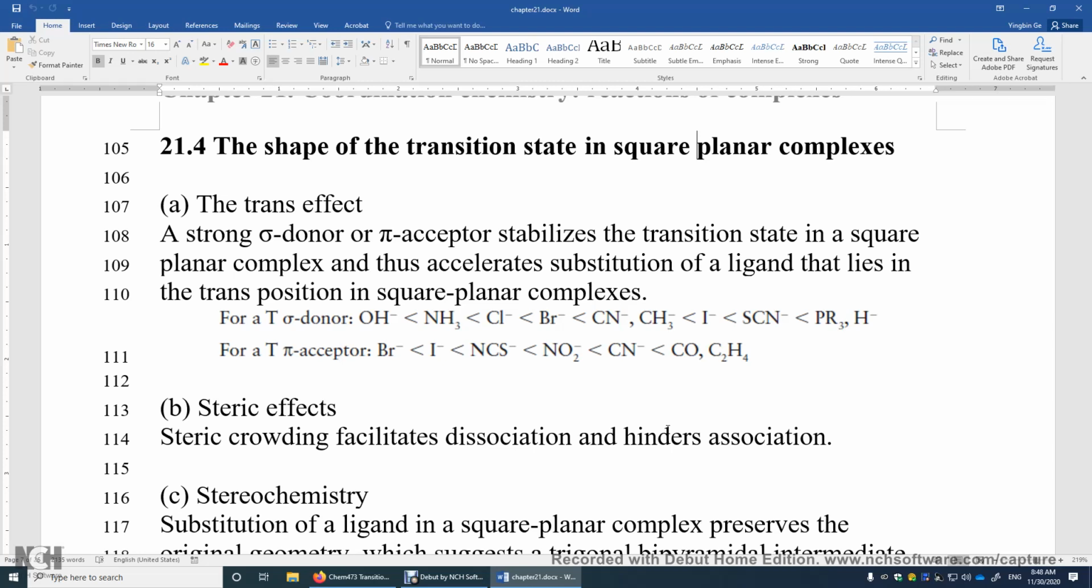In those cases, the dissociation mechanism is more likely to occur than the association, because it's very difficult for the entering ligand to form a bond with the transition metal before the leaving group actually leaves. So again, this steric crowding effect is quite obvious. If you have bulky ligands, the dissociation mechanism is much more likely than the association mechanism.